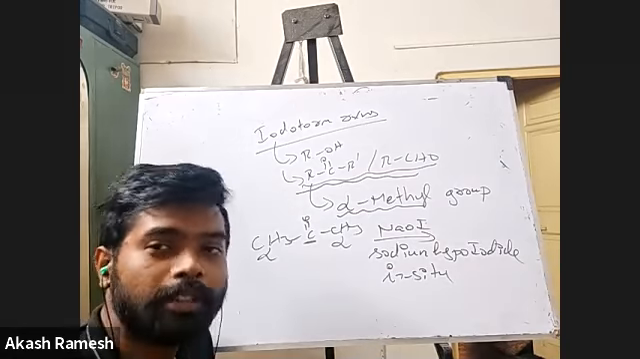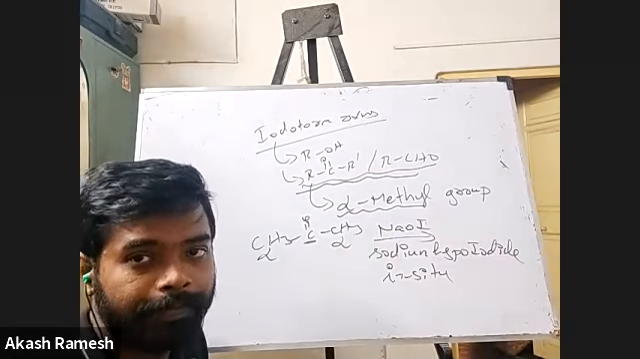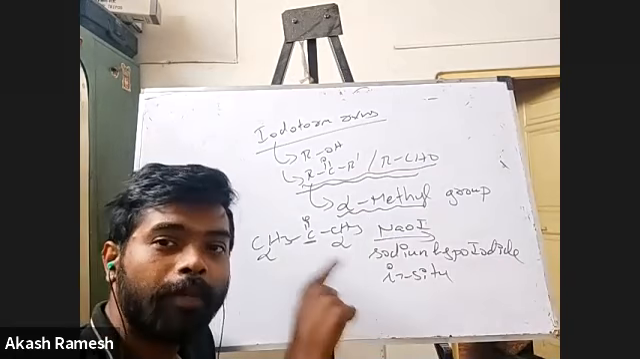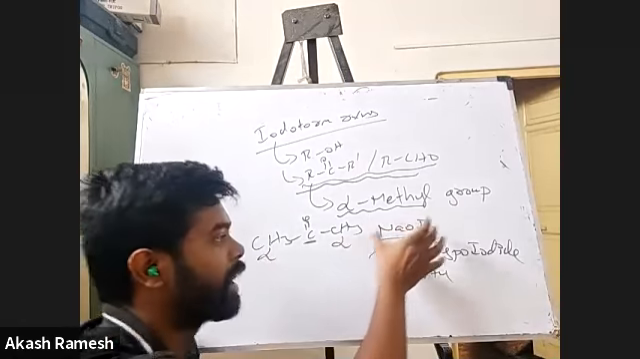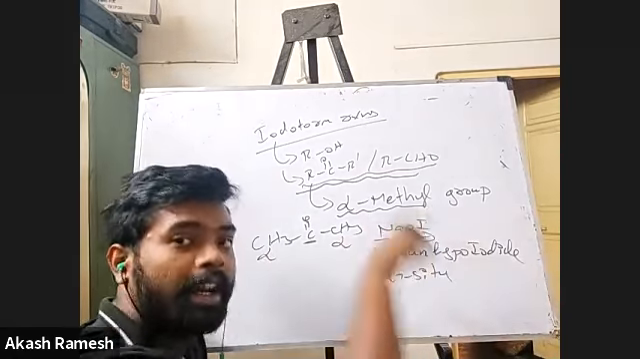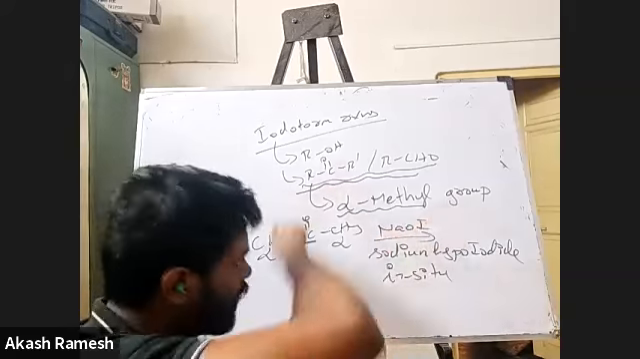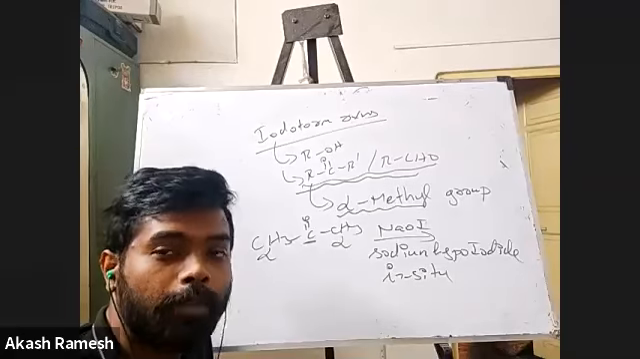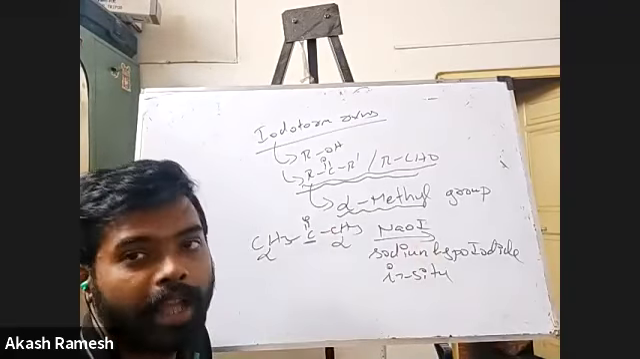So in situ means this cannot be stored because it is unstable. So this will be prepared as and when required. You'll directly put the reagents required to prepare this into the reaction medium. Then it will be produced and that will undergo the reaction. That is what you mean by in situ. Wherever required, you prepare it and directly use it in the reaction.